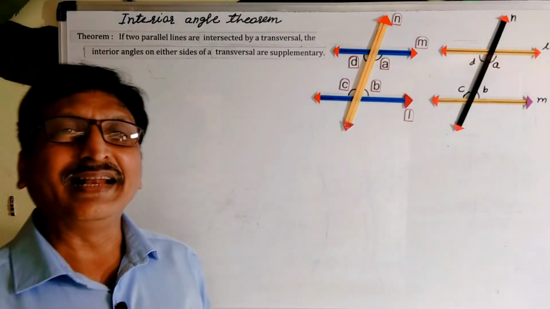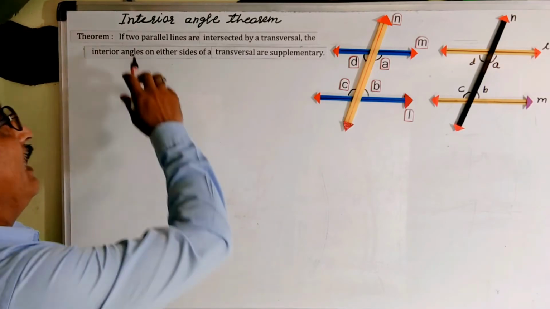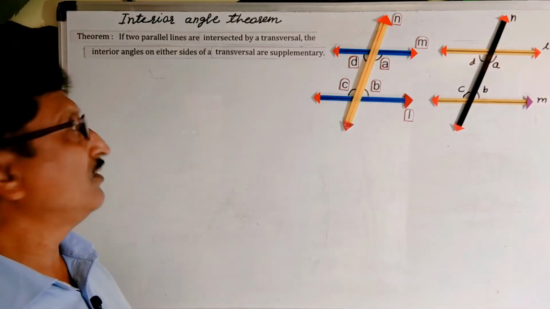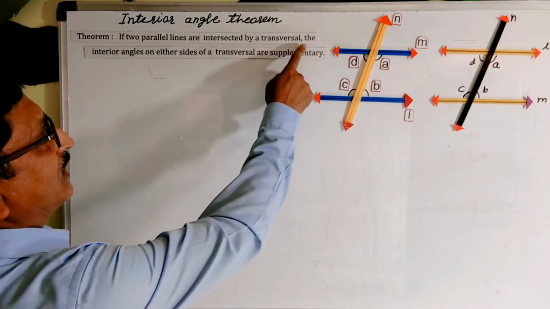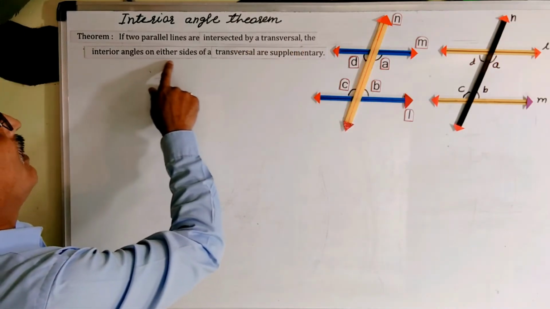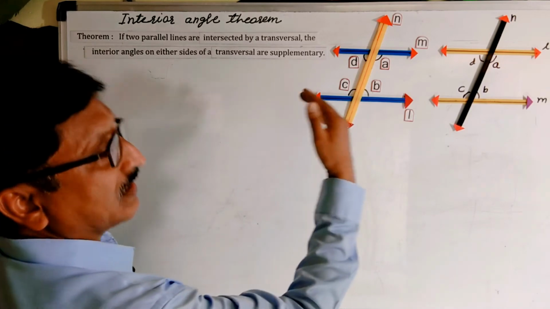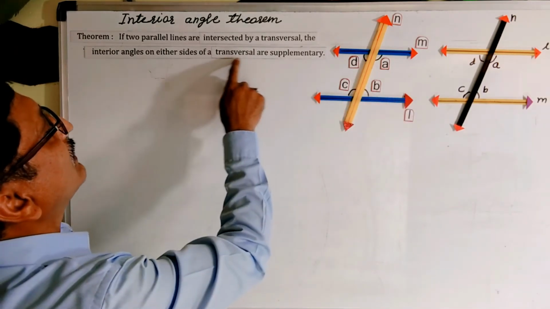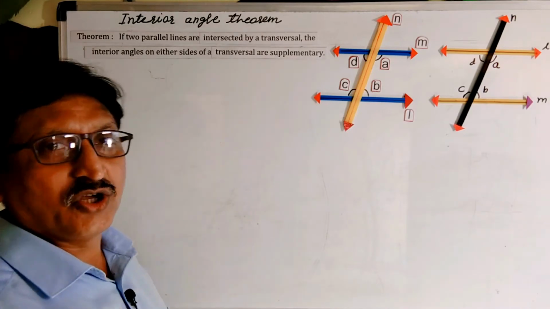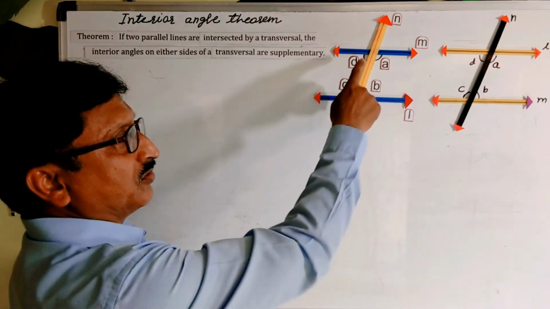Well students, let us study the interior angle theorem. What is the theorem? If two parallel lines are intersected by a transversal, then the interior angles on either side, that is on the right hand side and the left hand side of the transversal, are supplementary. This is the given theorem. Therefore, first we have to draw a figure.